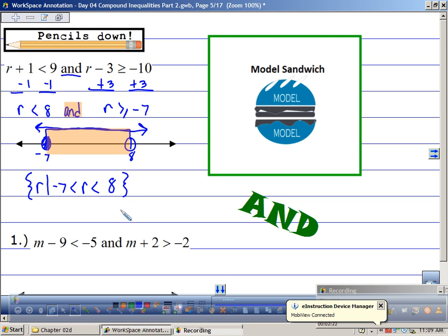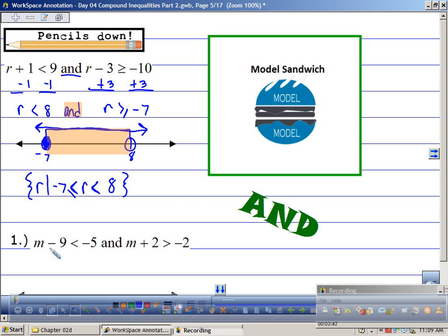See that? r is in between here, right? I've got my 8 here, I've got my negative 7 here, and r is in between them. This should always be just like this. r is less than, r is greater than, right in between them. The only thing that changes is this is saying greater than or equal to, so I've got to include negative 7. Okay, questions on that? No questions so far?